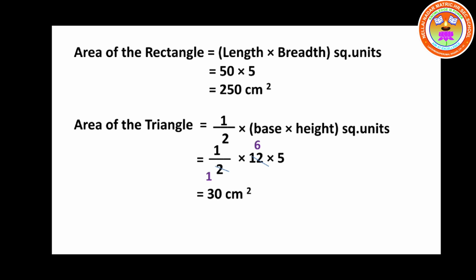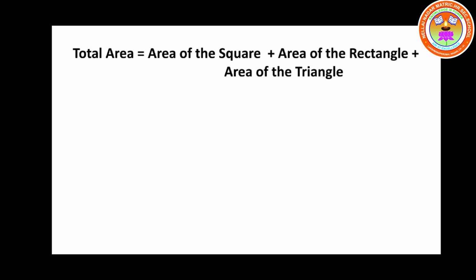Now we found the area of the square, area of the rectangle and area of the triangle. Now we have to find the total area. So total area is equal to area of the square plus area of the rectangle plus area of the triangle, which is equal to 100 plus 250 plus 30 centimeter square, which is equal to 380 centimeter square. So therefore the total area is equal to 380 centimeter square.